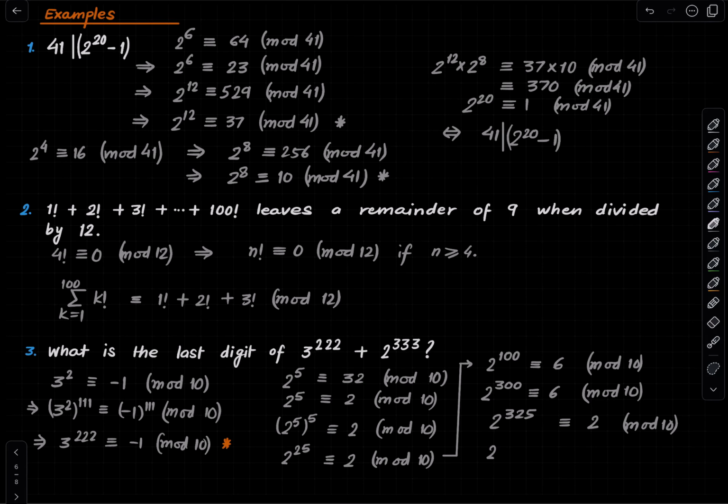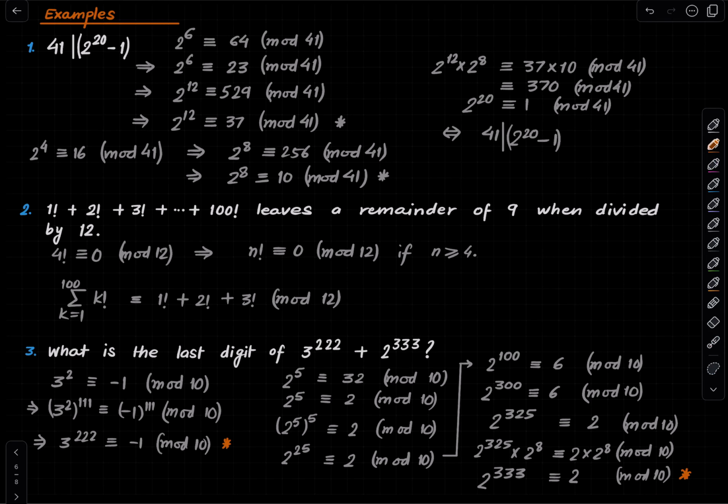So both sides we will multiply by 2 to the power 8. So 2 to the power 325 times 2 to the power 8 is congruent to 2 times 2 to the power 8 modulo 10. 2 to the power 8 is same as, what is 2 to the power 8? I think it's 256. 256 is same as 6 modulo 10. 6 times 2 is 12, which is same as 2 modulo 10. So 2 to the power 333 is congruent to 2 modulo 10. So this is our another star.